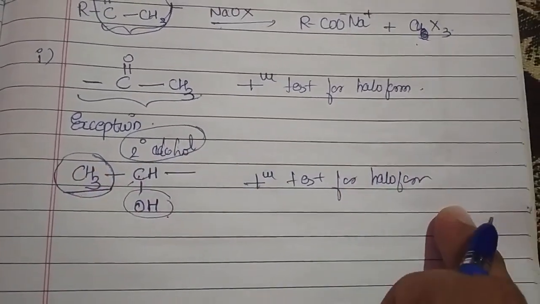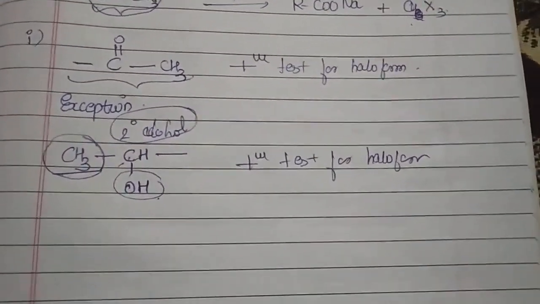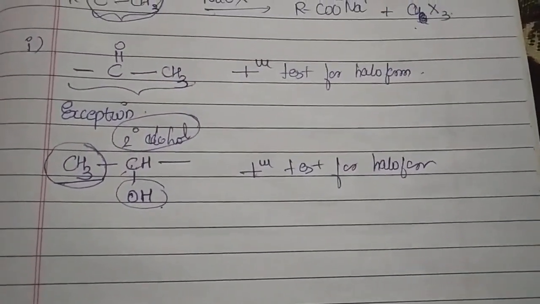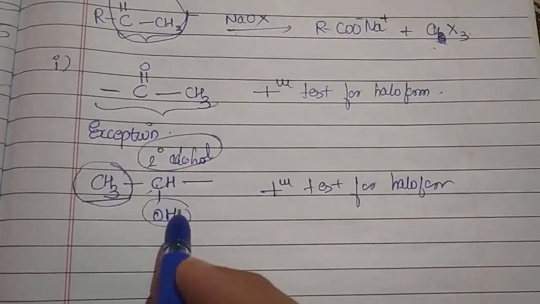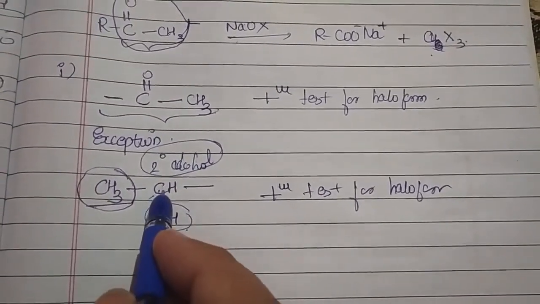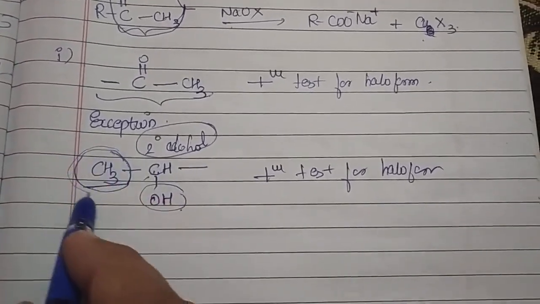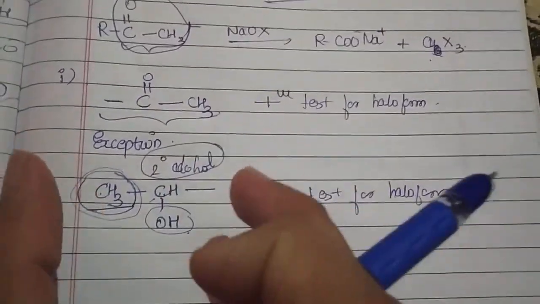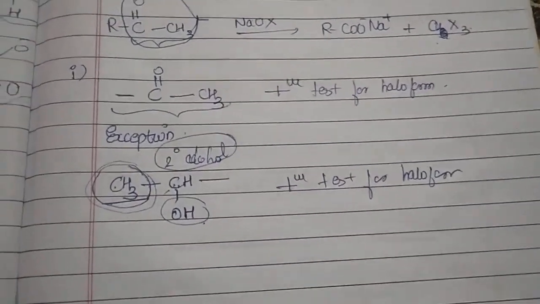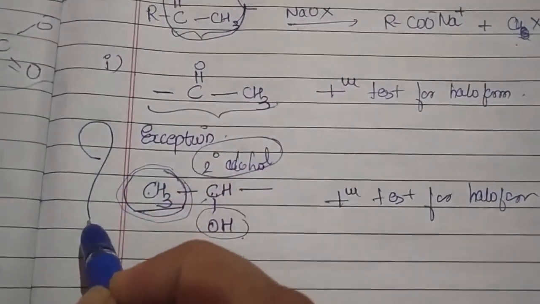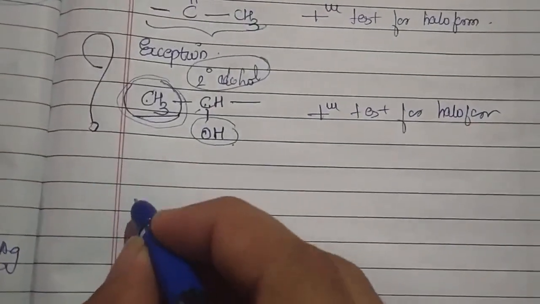CH3CHOH will be giving a positive test for haloform. What I am saying is, all secondary alcohols will not give the haloform reaction. Why am I saying this? Because in the secondary alcohol, the hydroxy group will be attached to the secondary carbon, of course, but that secondary carbon should also be attached to a methyl group. Only such compounds will give a positive test for haloform. Of course, now a big question mark arises: why is it so? Okay, let us take an example.